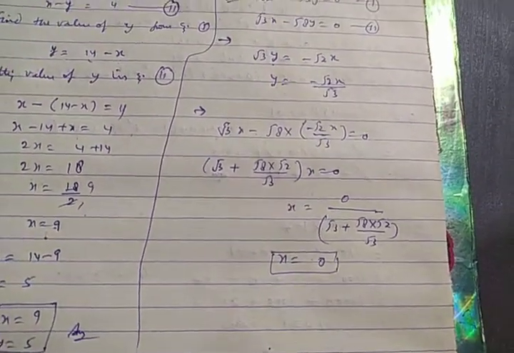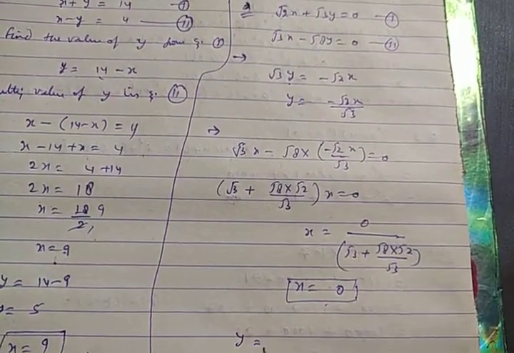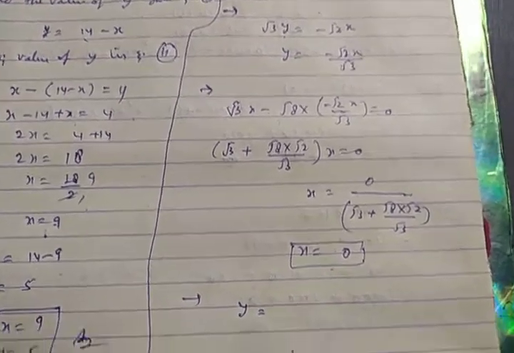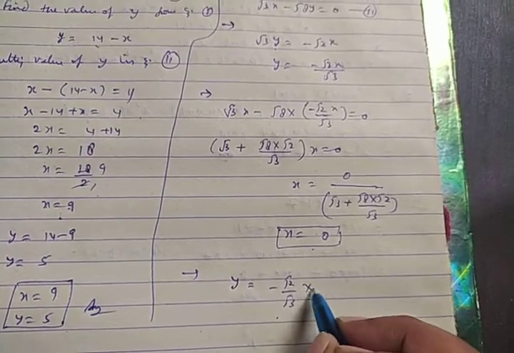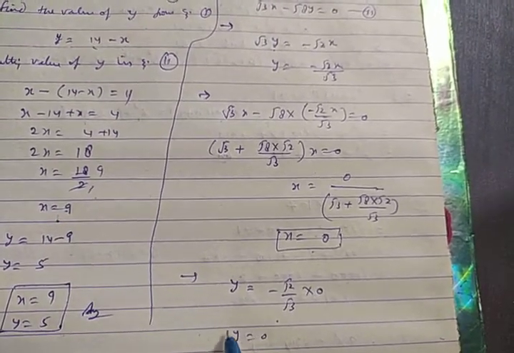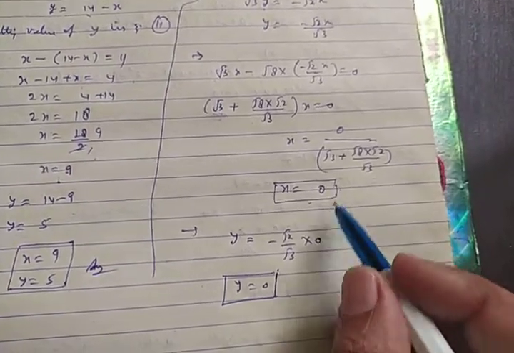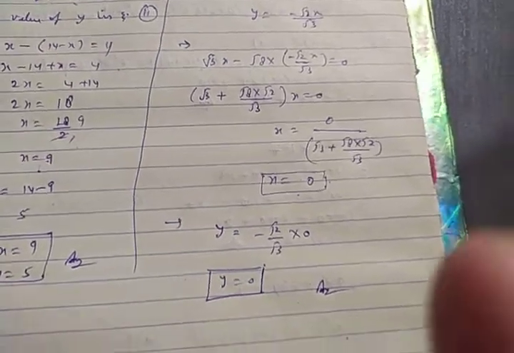Now substitute the value here in this part. y is equal to minus root 2 into root 3 into 0. You will have to insert the language at the different places where required. So y is also 0. Hence the answers are x is equal to 0, y is equal to 0. You collectively write it like this as the answer.